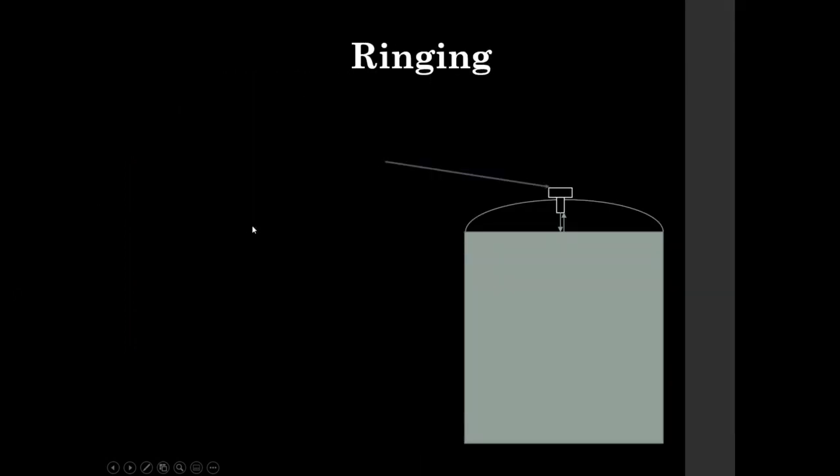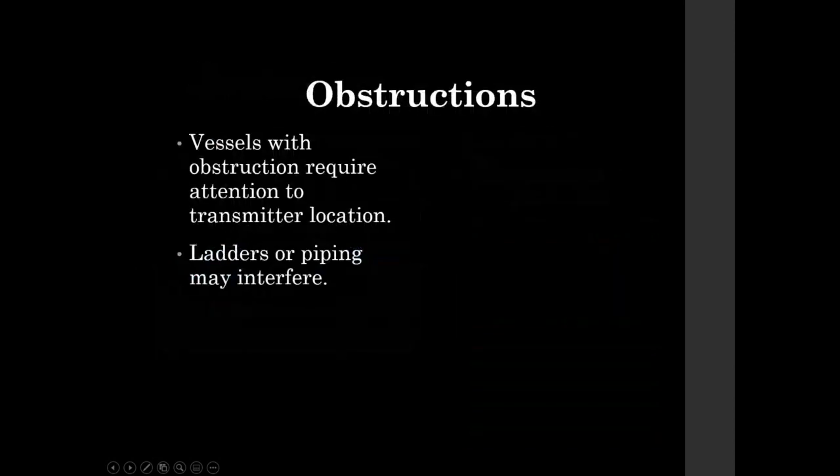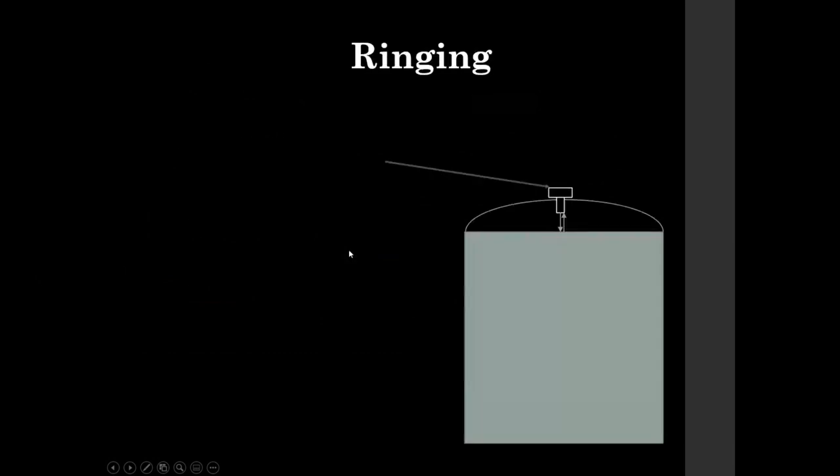Obstructions. Vessels with obstructions require attention, of course, due to false readings that will be received when signals are reflected off these obstructions inside the vessel. So things like ladders and piping, things like that.